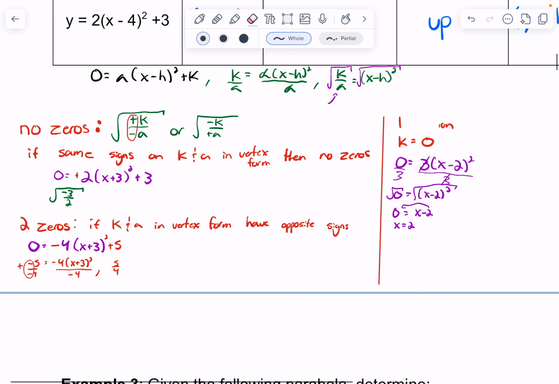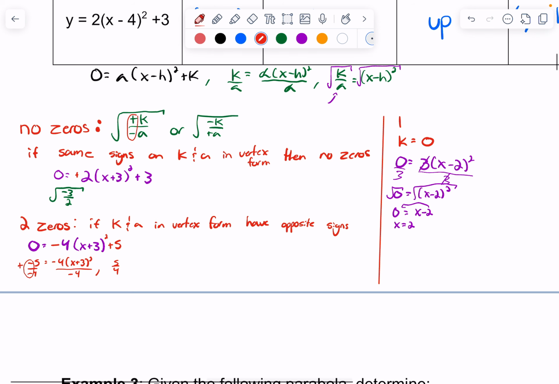Or I shouldn't say, I'm using the word 0, so 1 is 0. Okay? So same signs, opposite signs, or if k is 0. Those are the 3 ways you can figure out how many zeros or solutions there will be in a quadratic.